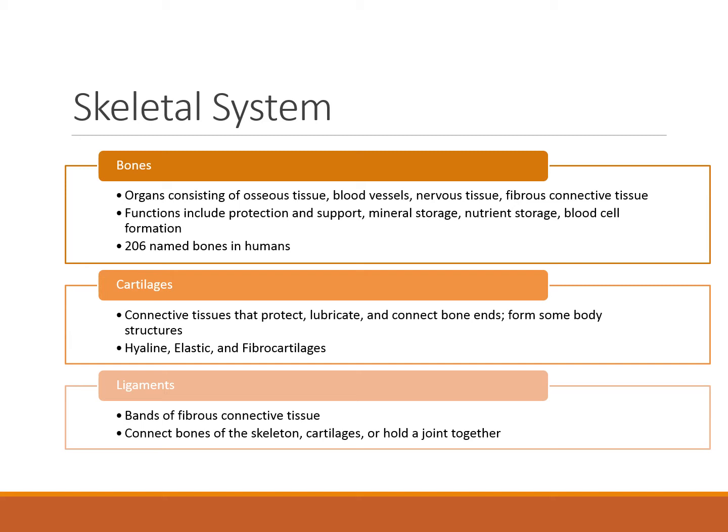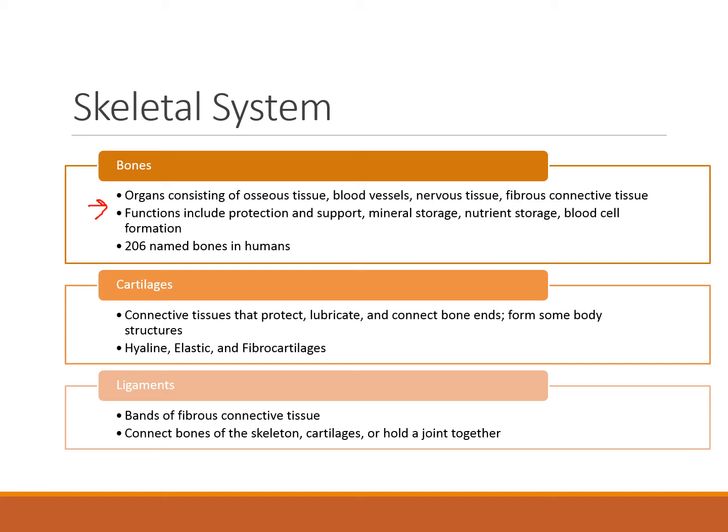Bones are organs consisting of osseous tissue, blood vessels, nervous tissue, and fibrous connective tissue. The functions of bone include protection, support, mineral storage, nutrient storage, and blood cell formation. There are 206 bones in a human body.